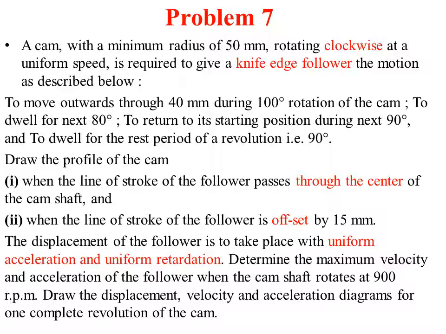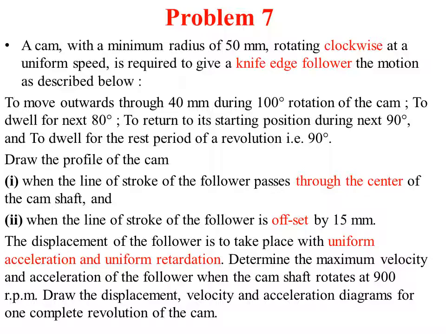We know that the follower motion can be of four types: either uniform velocity, simple harmonic motion, uniform acceleration and uniform retardation, or cycloidal. So here it is clearly mentioned that the follower motion is uniform acceleration and uniform retardation. Next, determine the maximum velocity and acceleration of the follower. They are given that the camshaft rotates at 900 rpm. Also, they mention draw the displacement, velocity, and acceleration diagram. So here we need to draw the velocity as well as acceleration diagrams for one complete revolution of the cam.